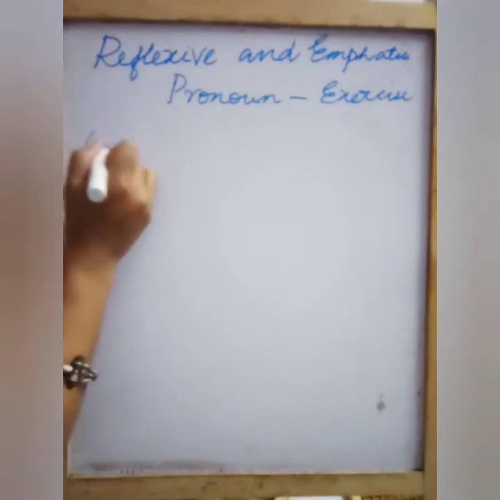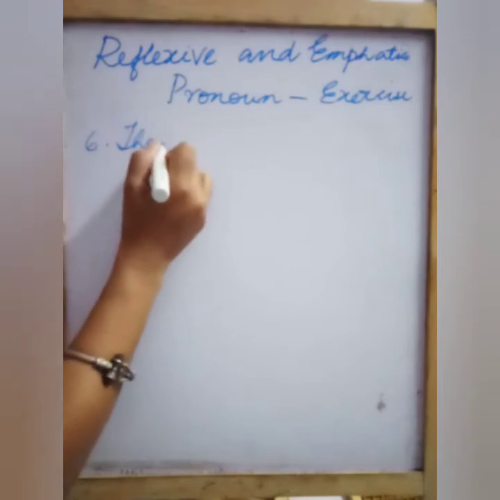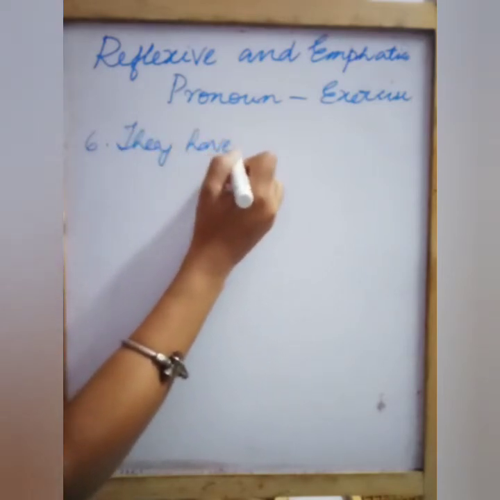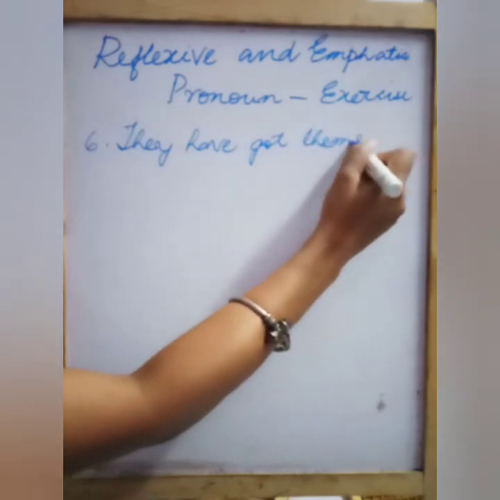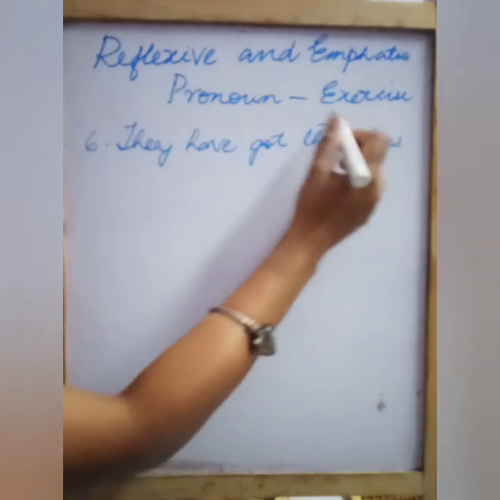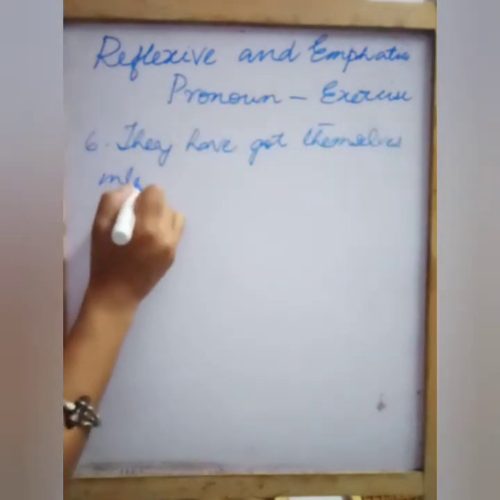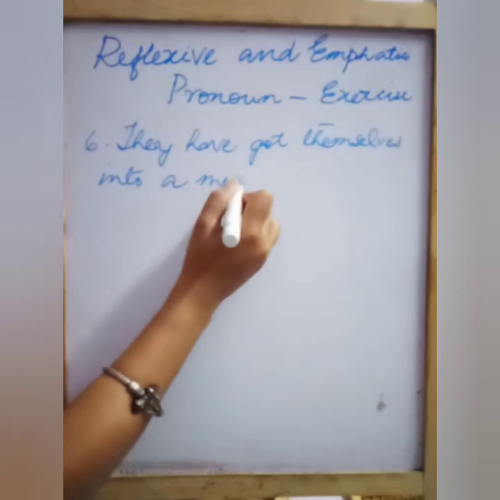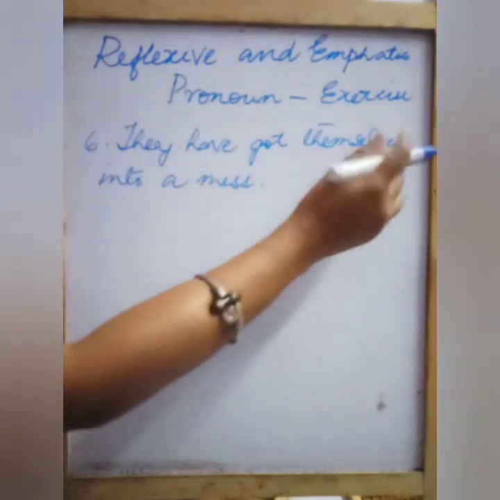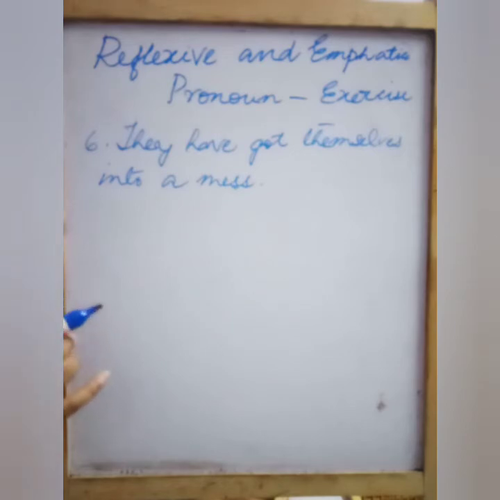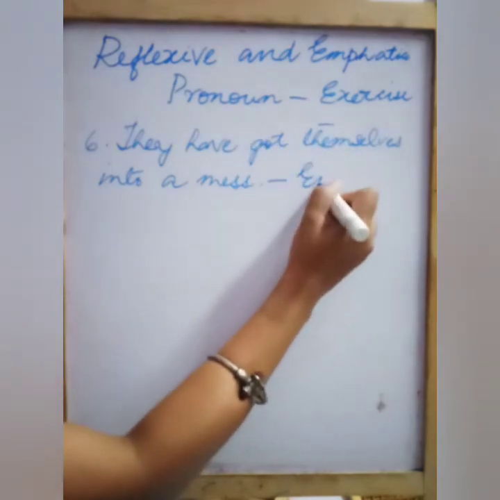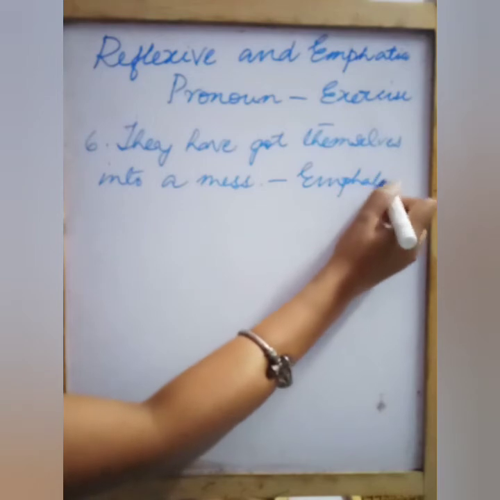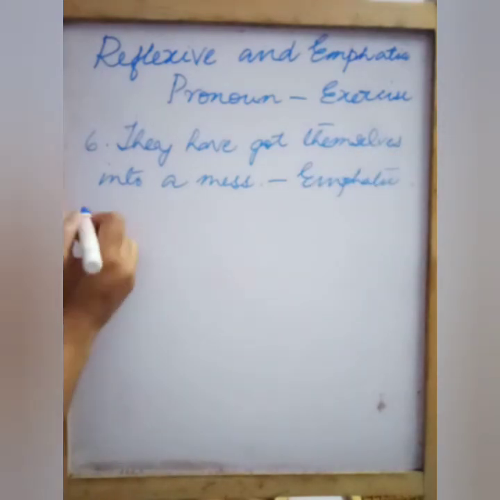Number. They have got themselves into a mess. Alright, now just erase themselves and see. They got into a mess. So it makes sense. So obviously, what pronoun is it? It is emphatic. Right? Next.